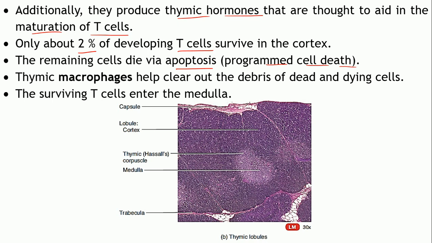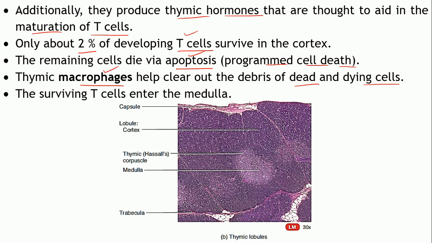Then the fourth type of cell is macrophages. Now what is the role of macrophages? These are phagocytes, right? So they will remove all the waste material, the debris of the dead and dying cells. The cells are dying, right? T cells are dying by the process of apoptosis. So the debris of the dead and the dying cells needs to be removed out. So that is carried out by the macrophages.